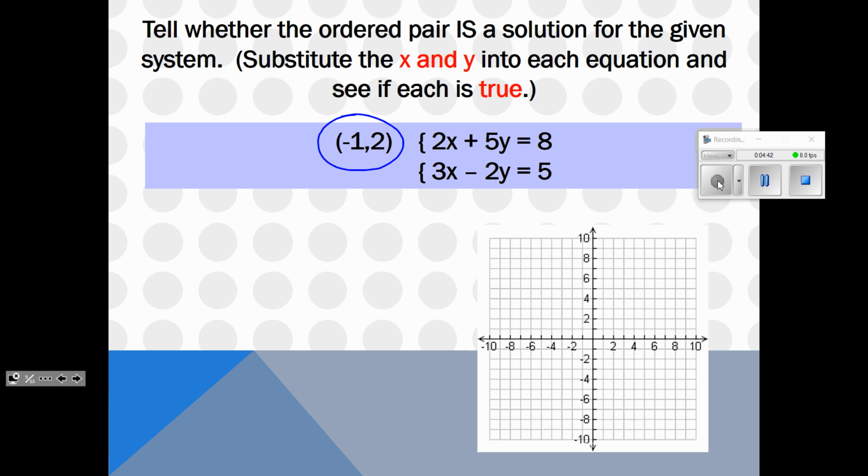We could graph them and see if that's where they are, or we can check mathematically. So let's plug in the numbers. For the first equation, we're going to plug in -1 to x right here. We're going to plug in 2 to y right here.